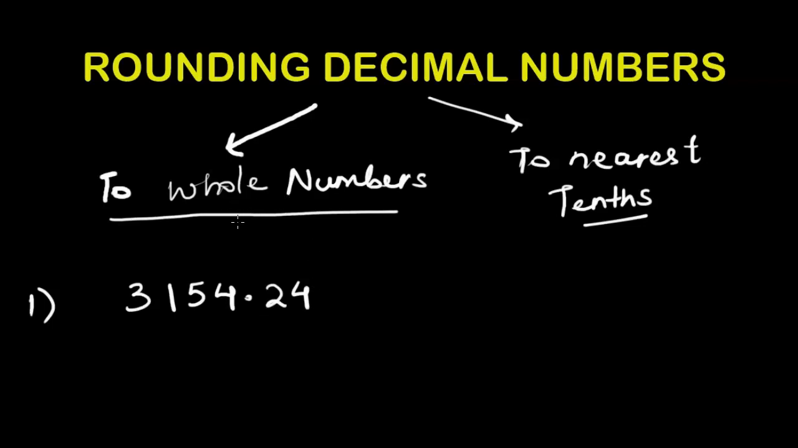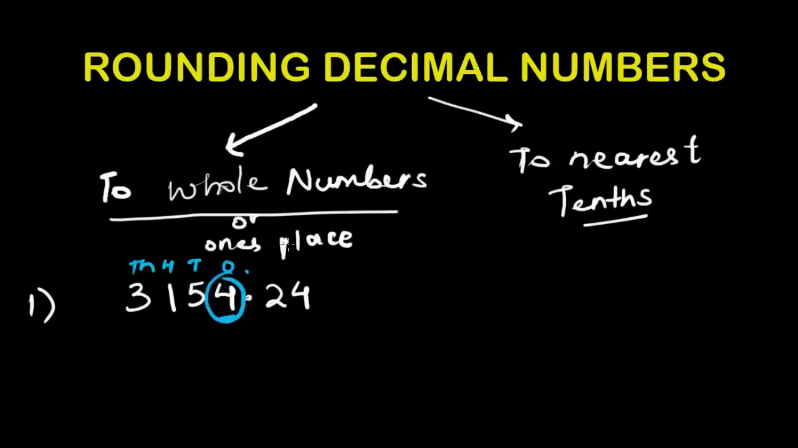Whole number rounding means rounding to the ones place. So the other name for whole number rounding is rounding to the nearest ones place. We start by writing the place values. Before the decimal we have ones, tens, hundreds, thousands. We know the ones place is this, so we are rounding the ones place.